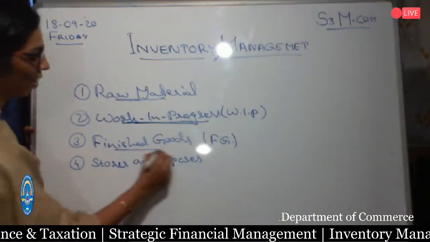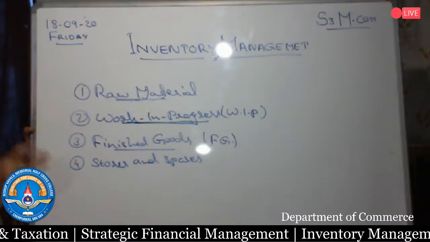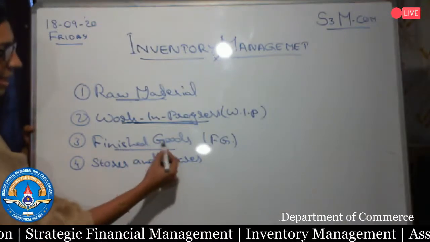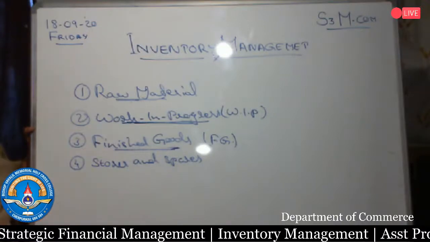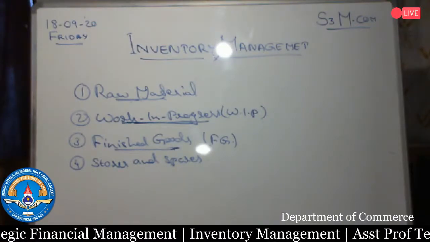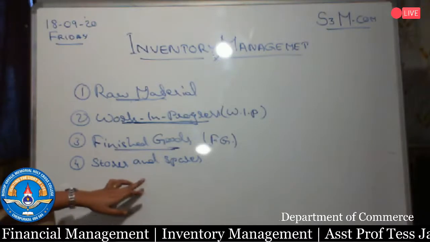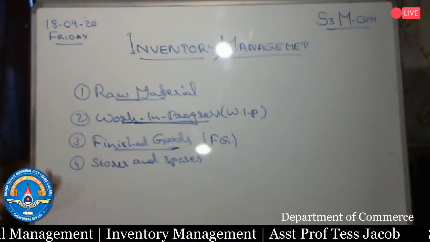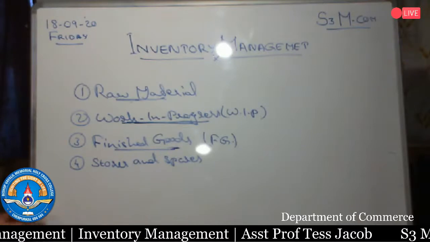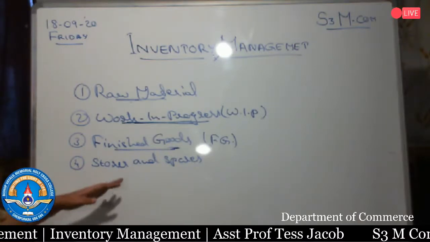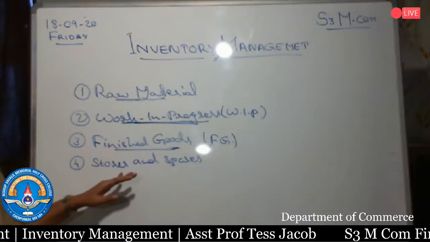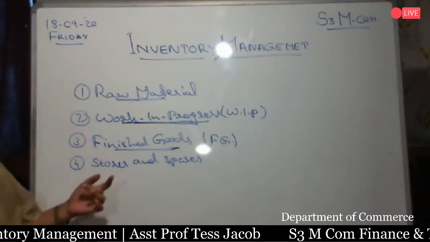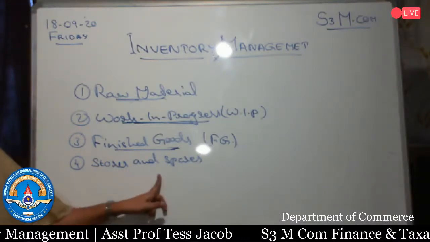The third item is finished goods. Finished goods is the final product of the manufacturing company, and this manufacturing company will sell these finished goods in the market on a future date. The next item is stores and spares. Stores and spares are the spare parts which are used by the manufacturing company to facilitate the production process, or items which support the production process to run smoothly. For example, light bulbs, fuel, coal, brooms, etc. are examples of stores and spares.